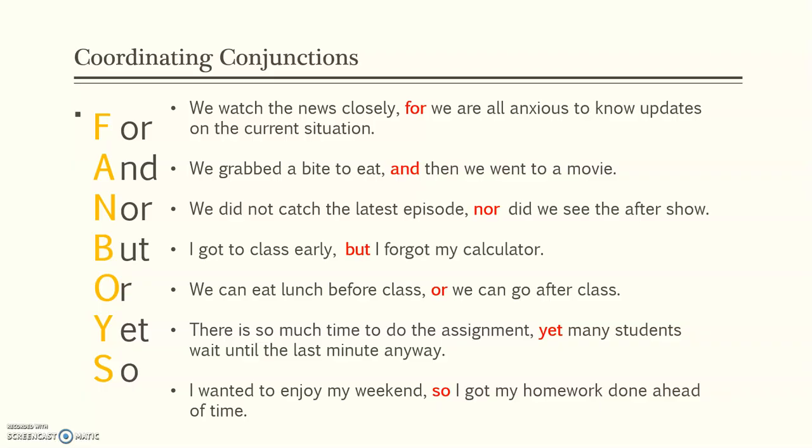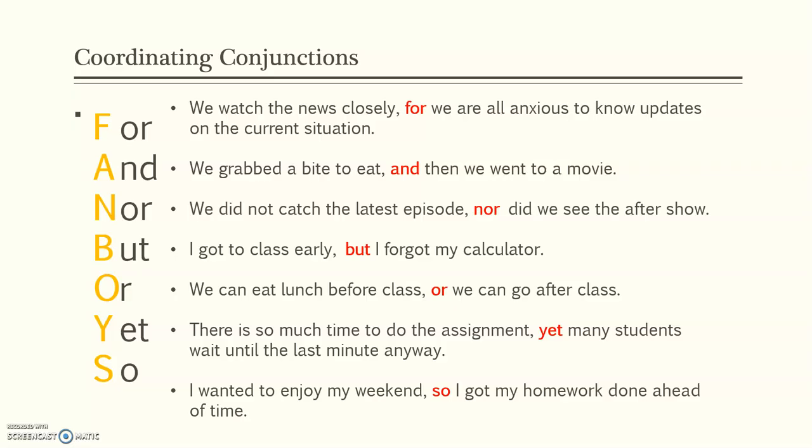Here we have an example of how you use the comma and each one of these conjunctions, but to connect two independent clauses. Remember, you cannot just add a comma. You need these words if that's the route you're going to go. Let's look at the first one. We watch the news closely. That's its own thought. It's independent. It has a subject we, a verb watch, and it can stand on its own. You could end it right there.